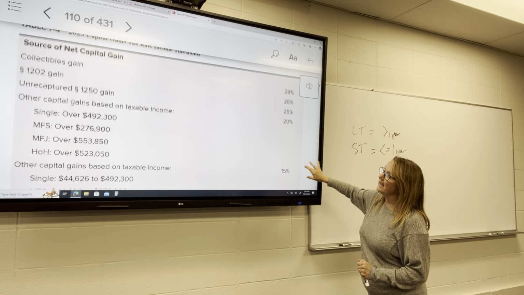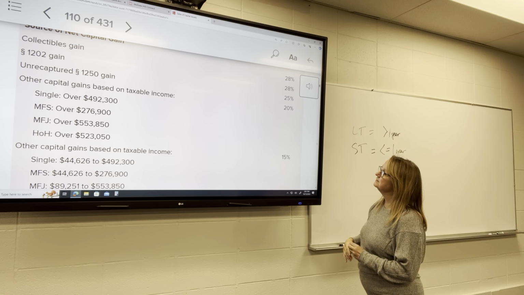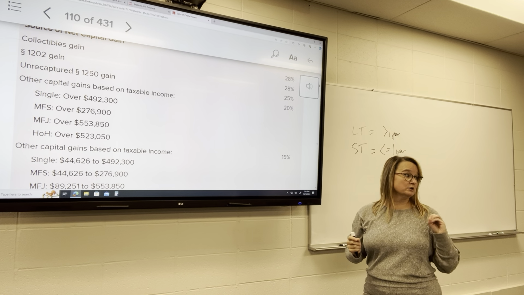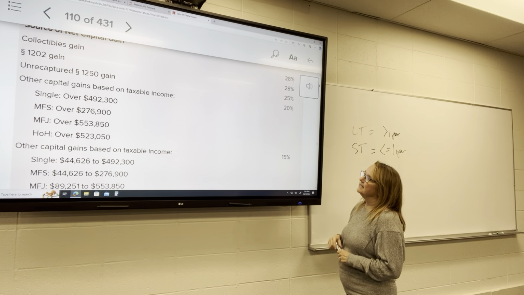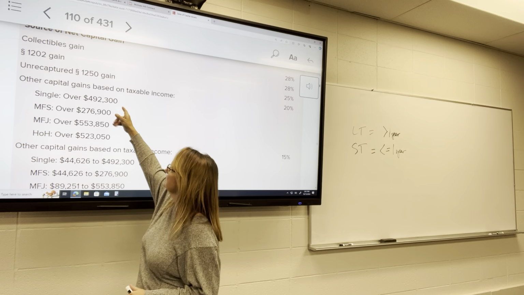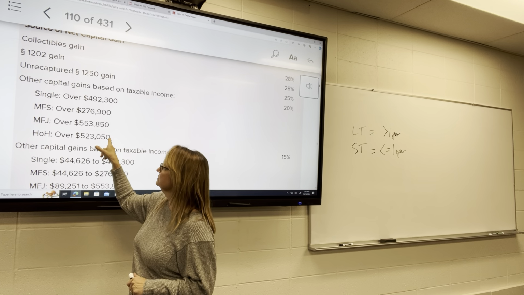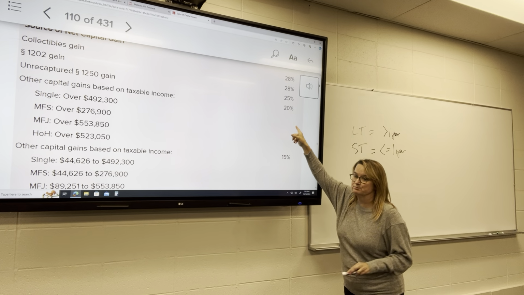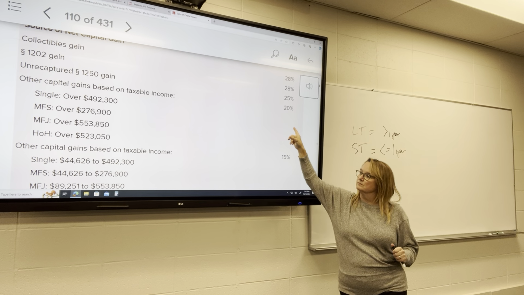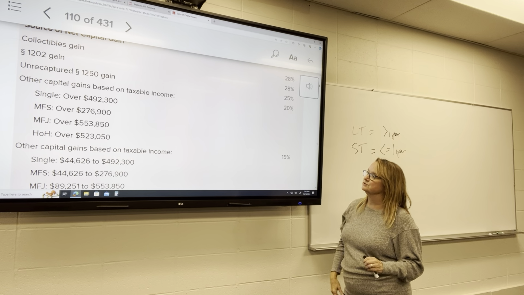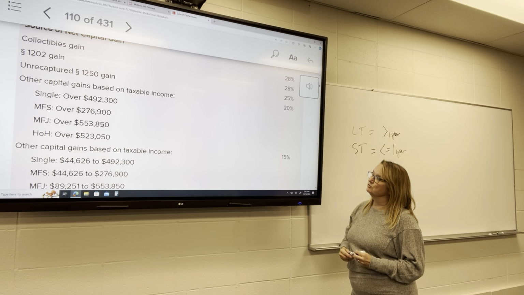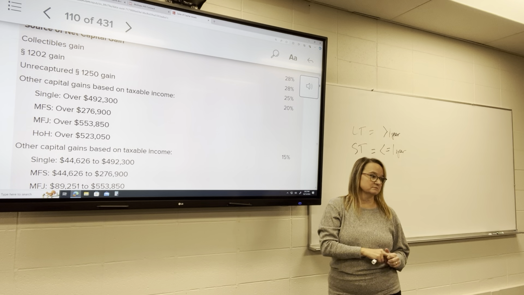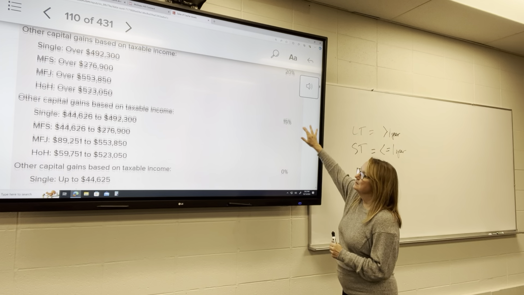All right, capital gains based on taxable income. Highest, this is long-term, by the way, so these are just long-term capital gain tax rates. If your income is over one of these thresholds, depending upon filing status, the tax rate is 20%. So for married filing jointly, your taxable income has to be over $553,850 to get into the 20% tax rate. That's quite a bit.